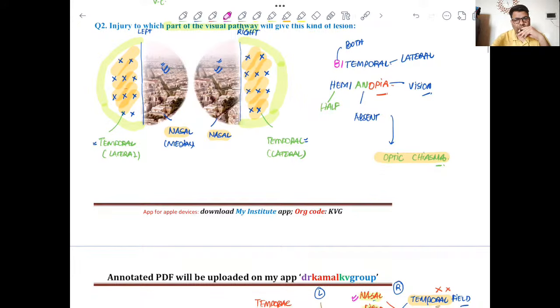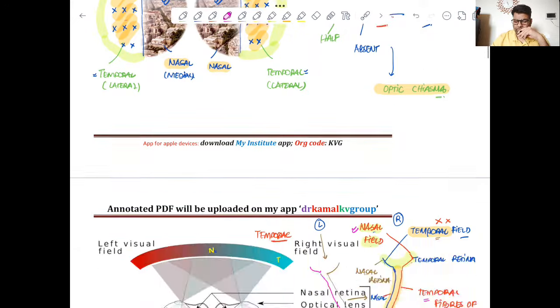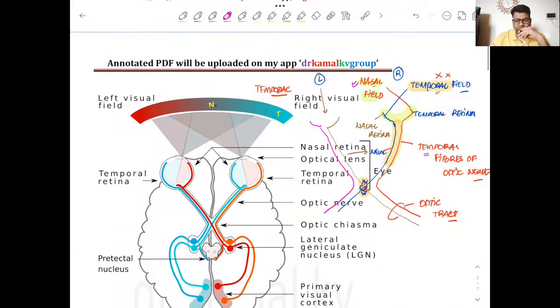The image from the temporal visual field is carried by the nasal fibers of both optic nerves, and both the nasal fibers cross at the level of the optic chiasma. If there is any damage at the level of the optic chiasma, it will lead to damage to the nasal fibers of the optic nerve of both eyes, manifesting as bitemporal hemianopia.